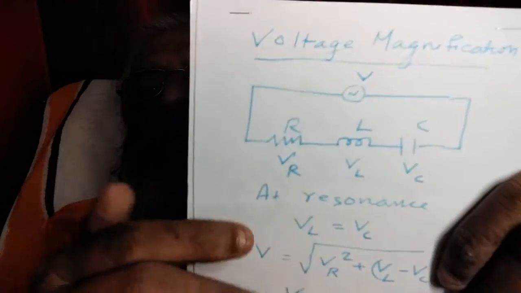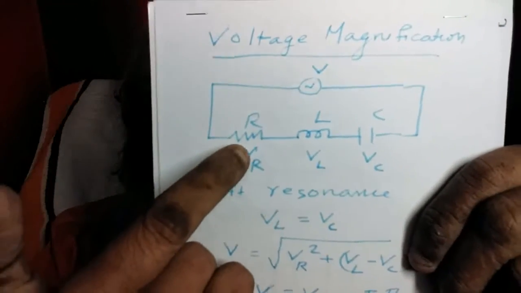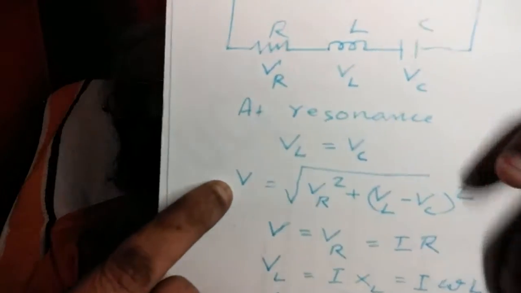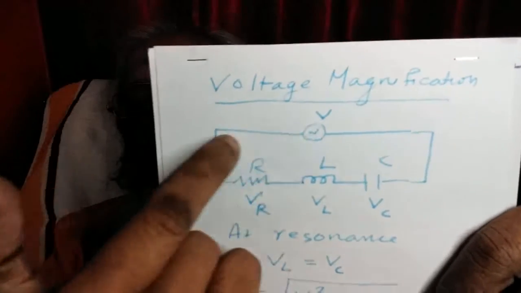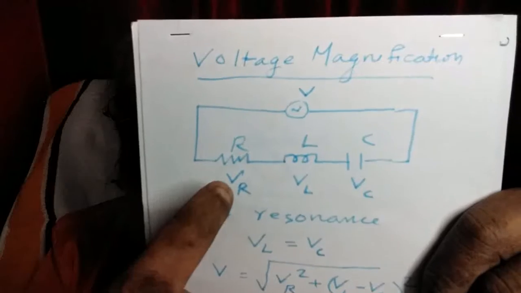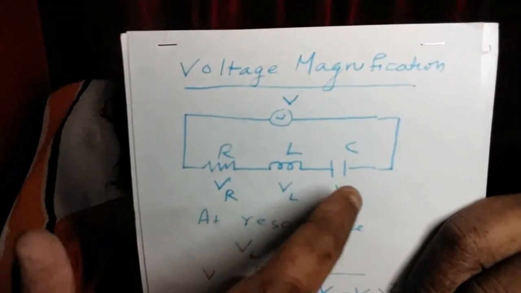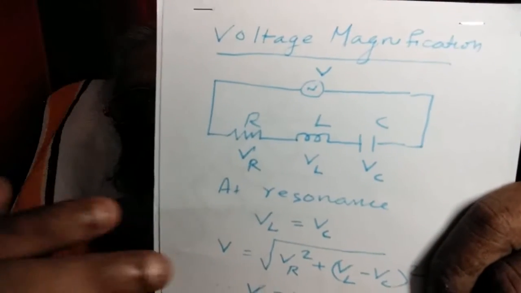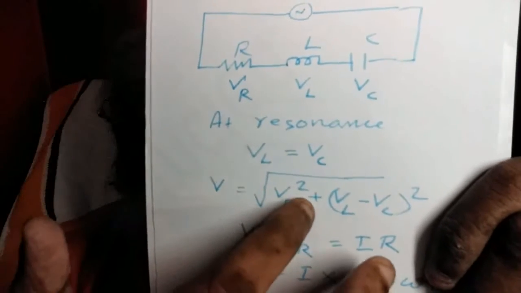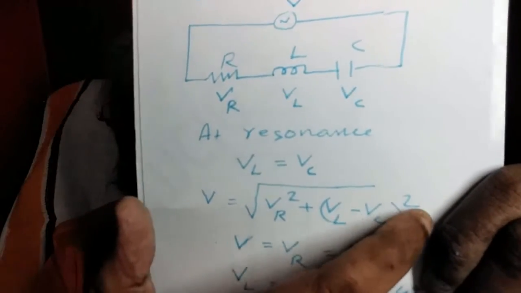Now, another property of this resonant circuit. VR, VL, VC, then the total applied voltage V. We have seen these things in an earlier posting. V square equals VR square plus (VL minus VC) the whole square. That was the voltage equation. So V equals the square root of VR square plus (VL minus VC) the whole square.